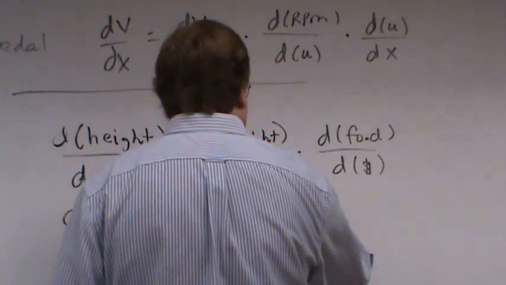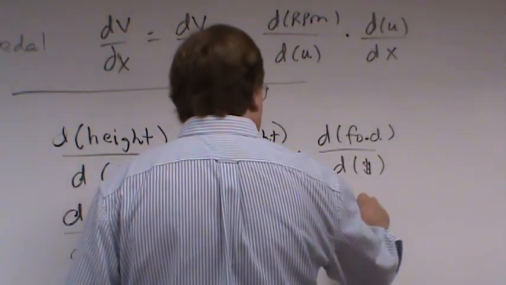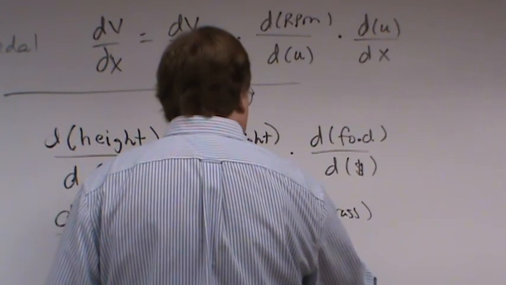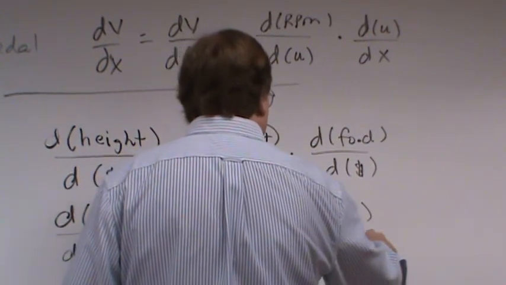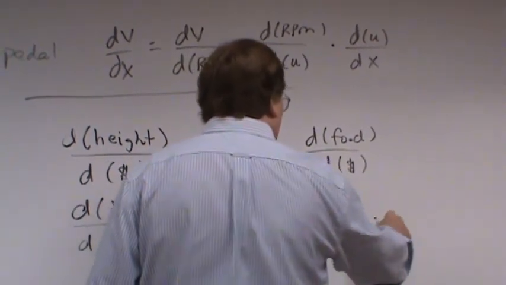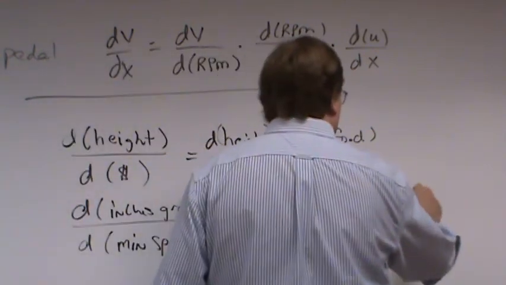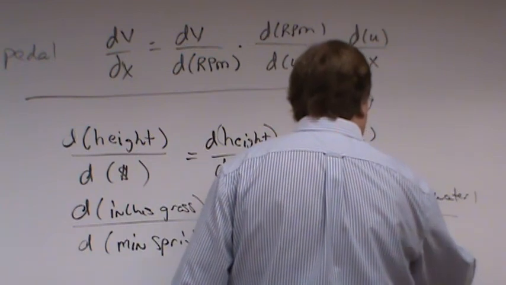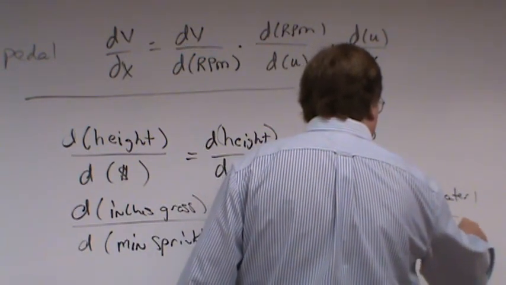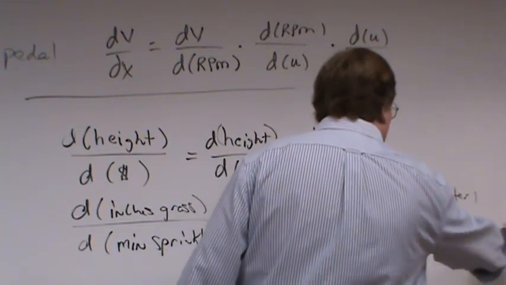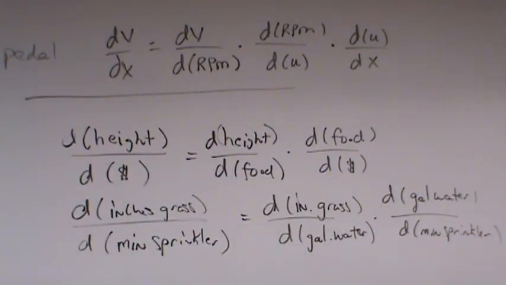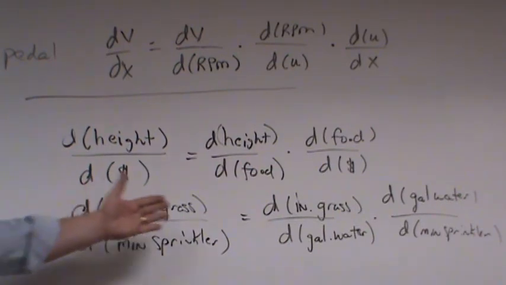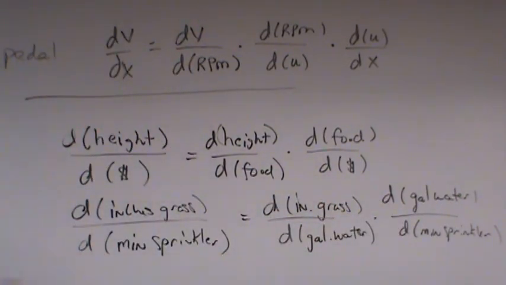So I can say, okay, it's the change of the inches of grass growth due to a change in the gallons of water that the grass gets, okay? And then I got the change of the gallons of water that the grass gets due to the minutes that the sprinkler runs. You see? So whenever you see something changing and you start asking yourself, okay, what's bringing about that change, you find yourself doing chain rule, you know?